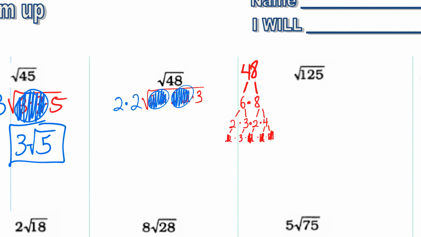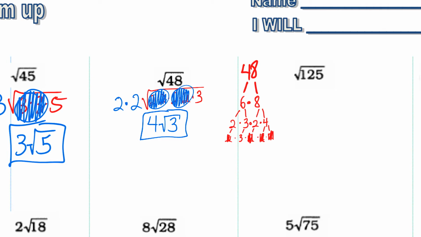Remember, everything that I bring out gets multiplied together. So I brought out one 2, I brought out another 2. So when I multiply those two 2s, on the outside I'm going to get a 4. And on the inside, I still have the 3. 4 square roots of 3.